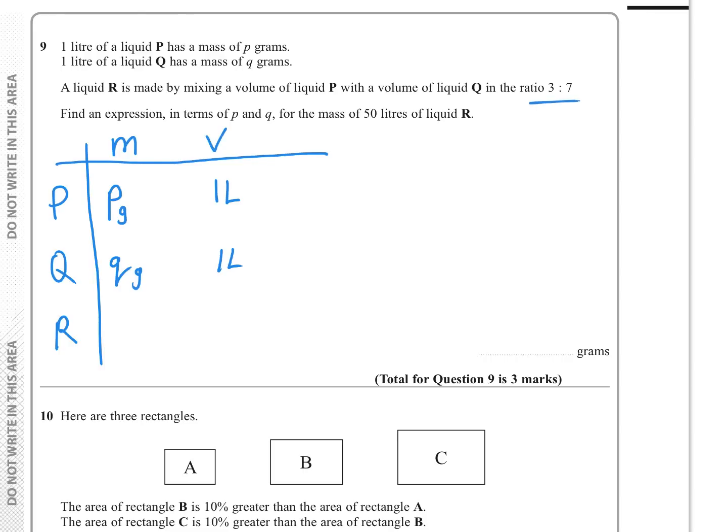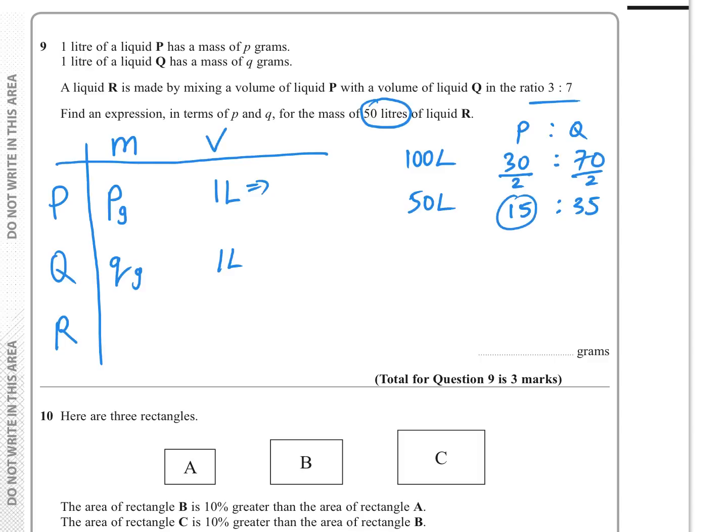So liquid R is made by mixing a volume of liquid P with a volume of liquid Q. And we've got to work out what the mass of 50 litres of liquid R would be. So if we had 100 litres, then P and Q would be in the ratio of 30:70, wouldn't it? So if we wanted only 50 litres of liquid together, then we'd have to halve this one and halve this one, and we'd get 15:35.